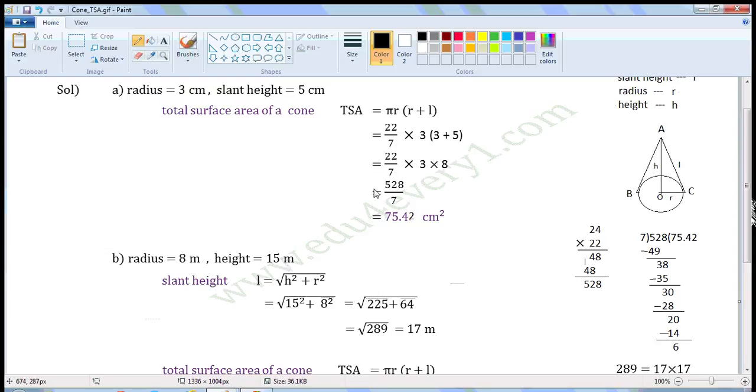So we can write it as 528 by 7. When we divide 528 with 7, we get 75.42 approximately. So TSA is equal to 75.42 centimeter square approximately. The units of radius and slant height are centimeters. So units of TSA will be centimeter square.